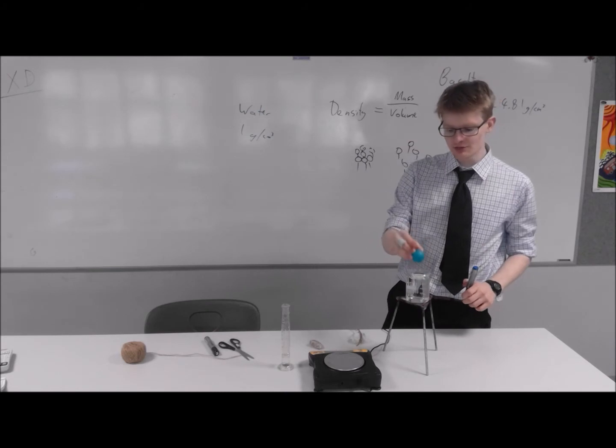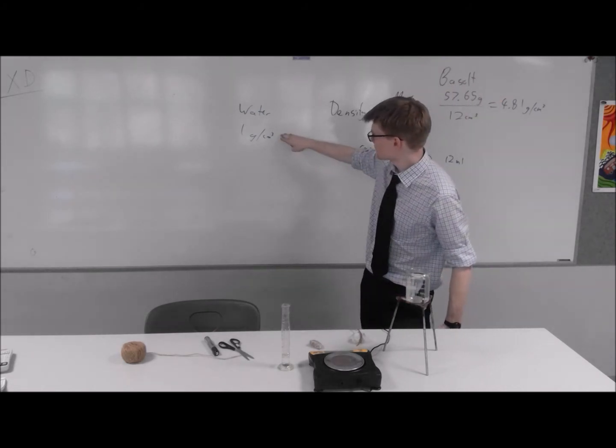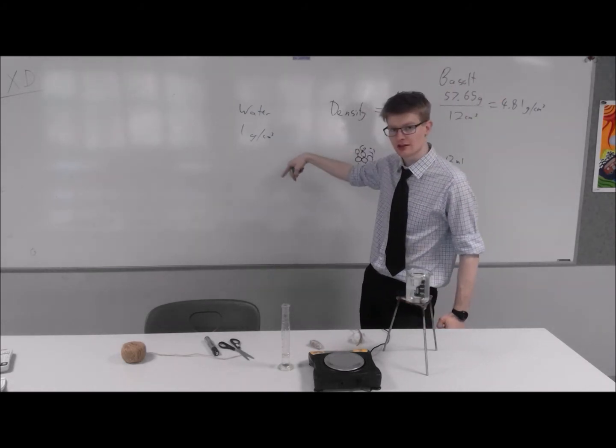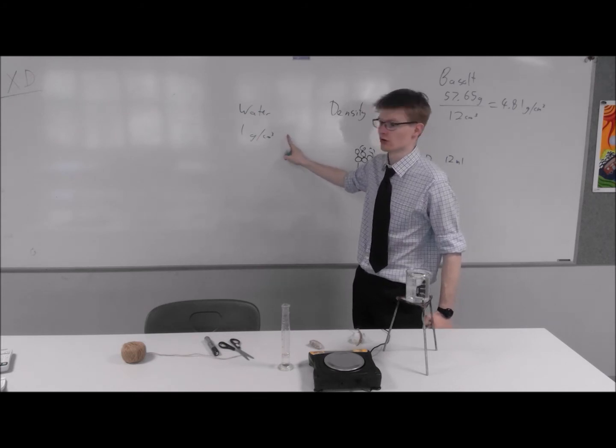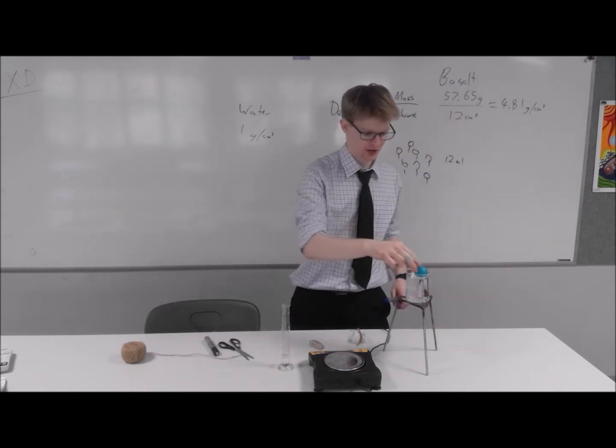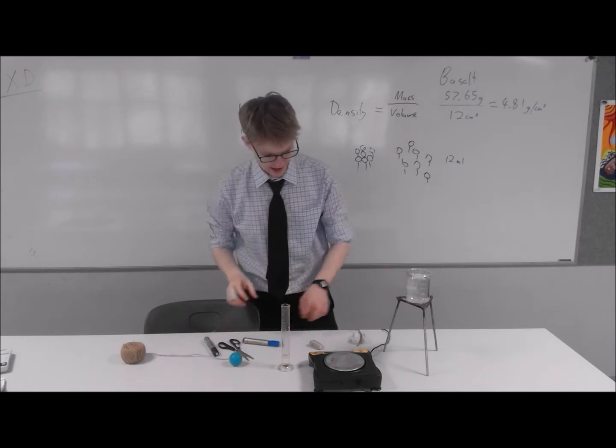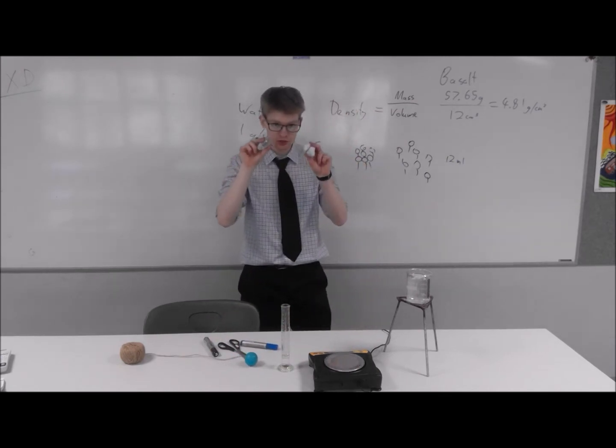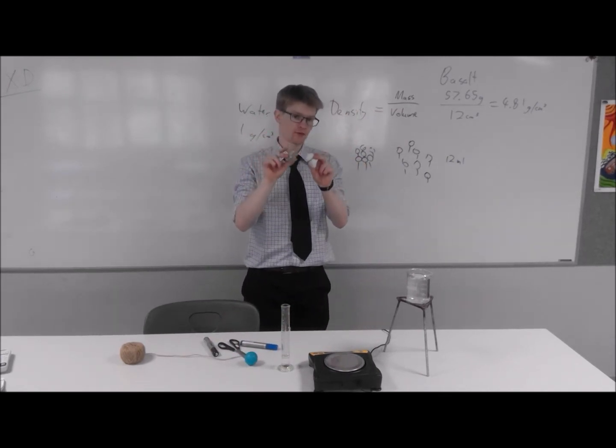But if an object has a higher density than water, it's going to sink. If an object has a lower density than water, it's going to float, like this ping pong ball here. What we're wanting to find out is the difference between densities of two different rocks.